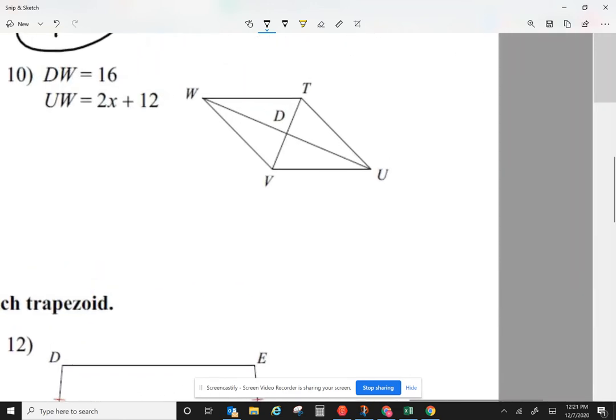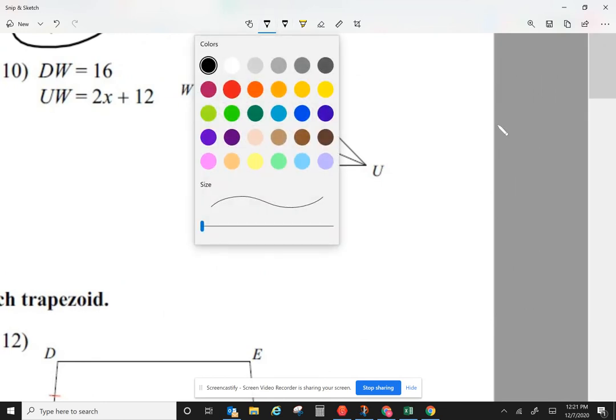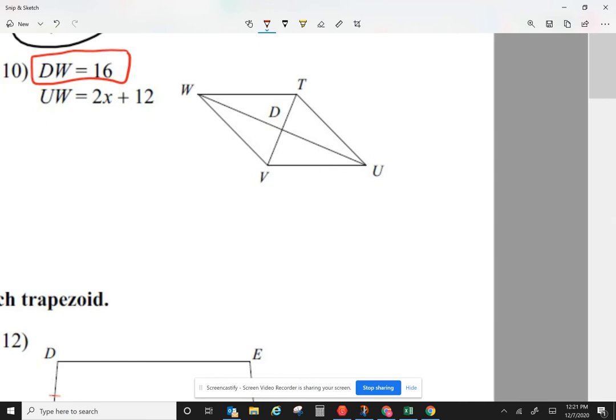Let's take a look at another example. Here, DW is 16. So from D to W is 16. Now, I want to know how big is UW. I know UW equals 2X plus 12. But look, UW is the whole thing. Notice how the blue segment is the whole thing, UW. The red segment is just half of it. At the moment, we can agree that DU is also 16, because remember how the whole segment was cut in half.